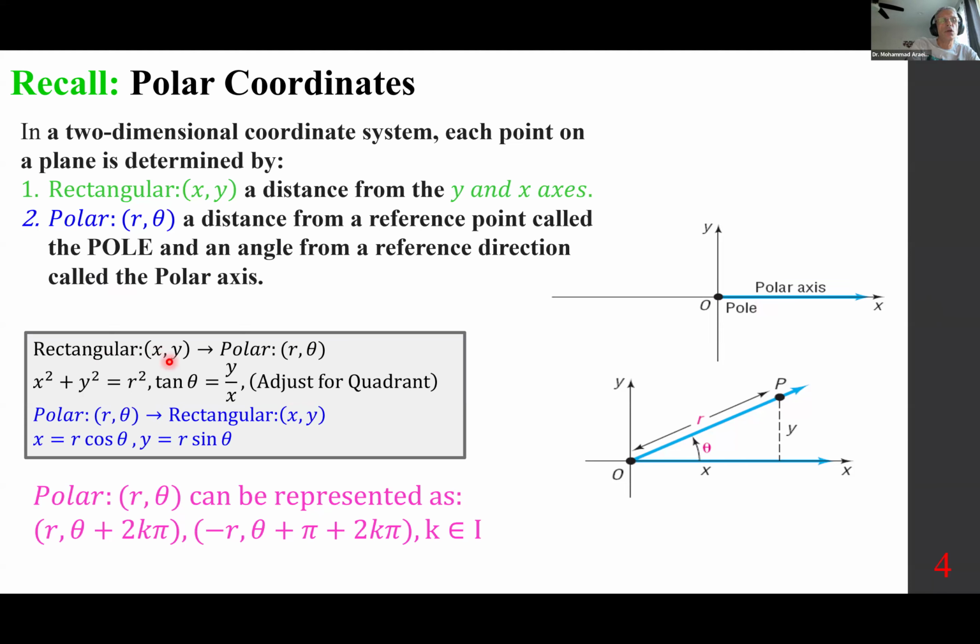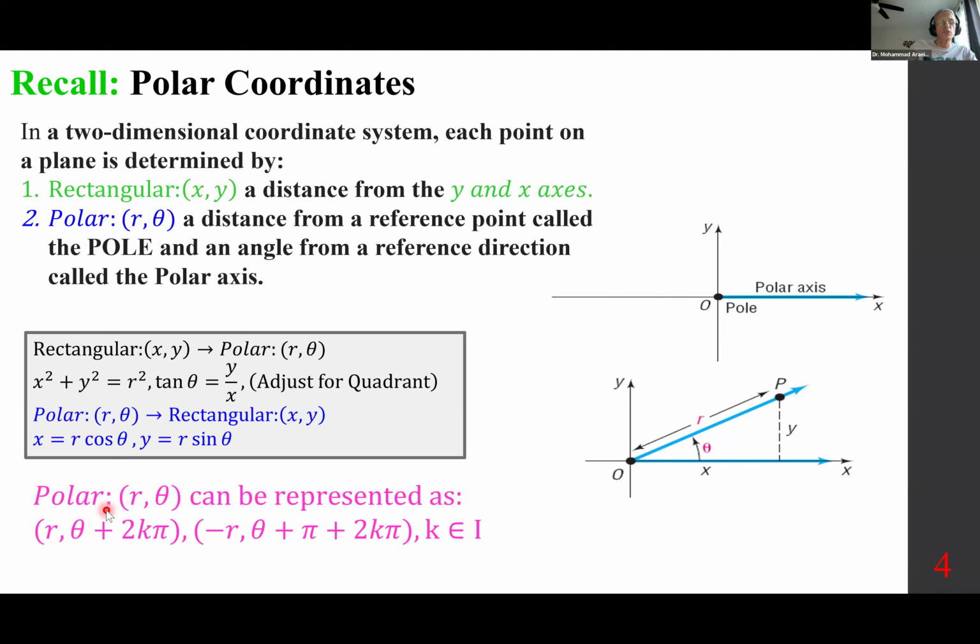Rectangular has coordinates x comma y, polar has coordinates r comma theta. X squared plus y squared equals r squared. Tan of theta is the opposite y over the adjacent x, and you have to adjust for the quadrant. And if you want to go from polar to rectangular, x is r cosine theta because cosine theta is the adjacent over the hypotenuse, and y equals r sine theta.